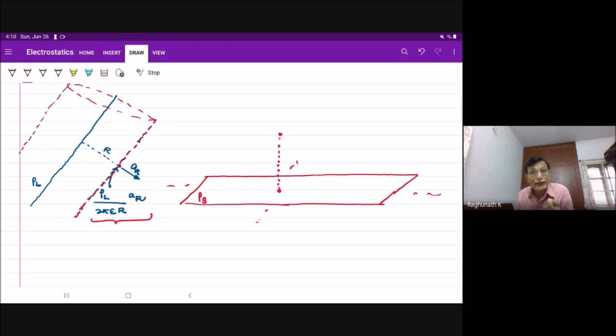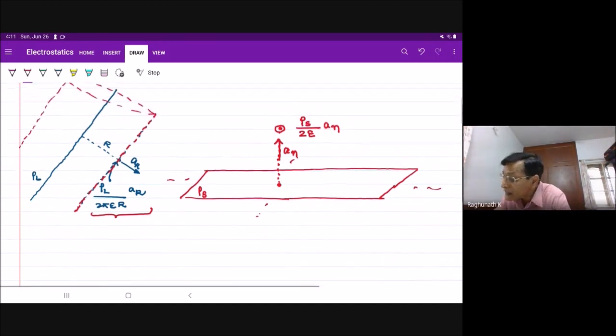The unit vector towards that particular point from the surface is unit vector AN, normal unit vector, normal to the surface, towards the point of interest. The electric field intensity is rho s by 2 epsilon AN.